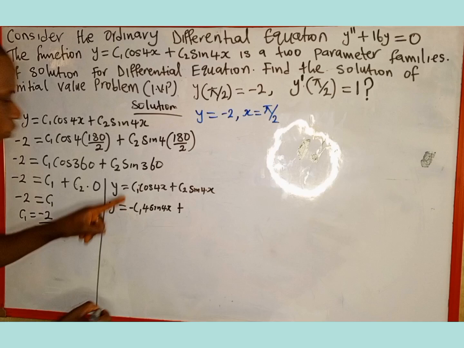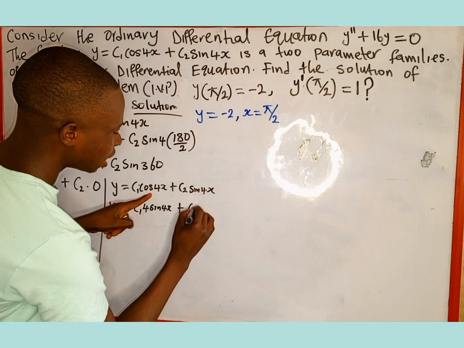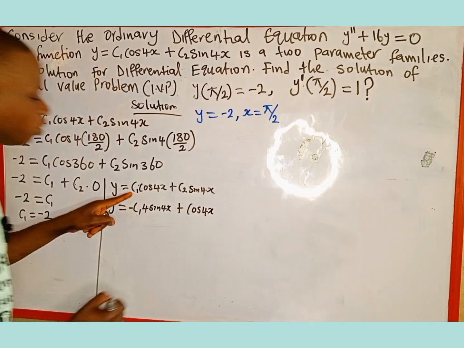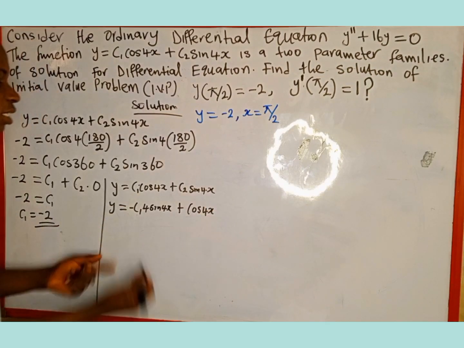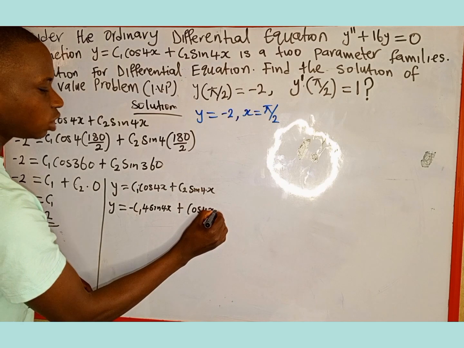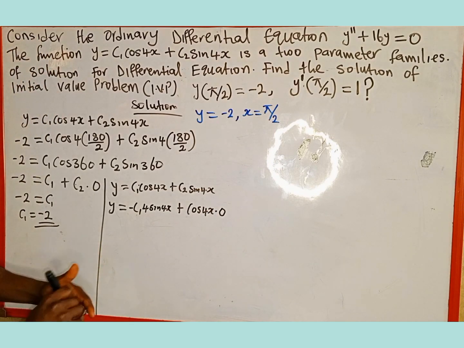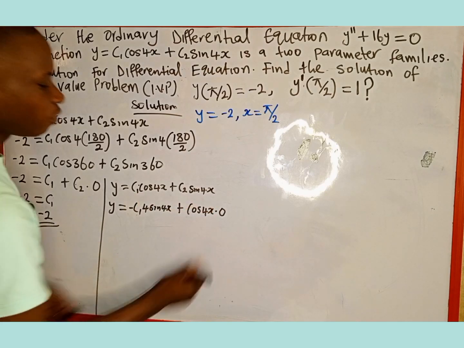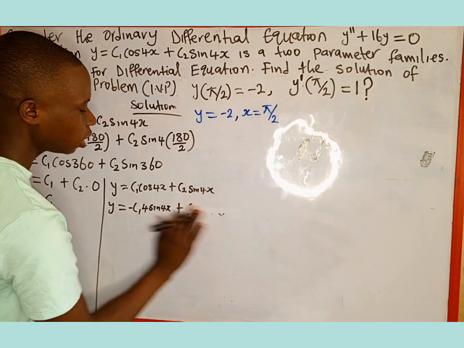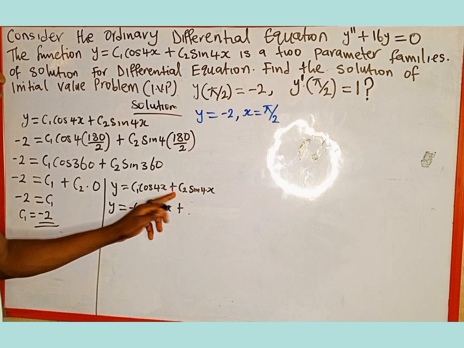Then plus, you keep cos 4x constant, then you differentiate c1. The derivative of a constant is equal to 0. Therefore, this is multiplied by 0, and anything multiplied by 0 is 0. Therefore, the whole of this part is gone. So plus, this plus is from the question.